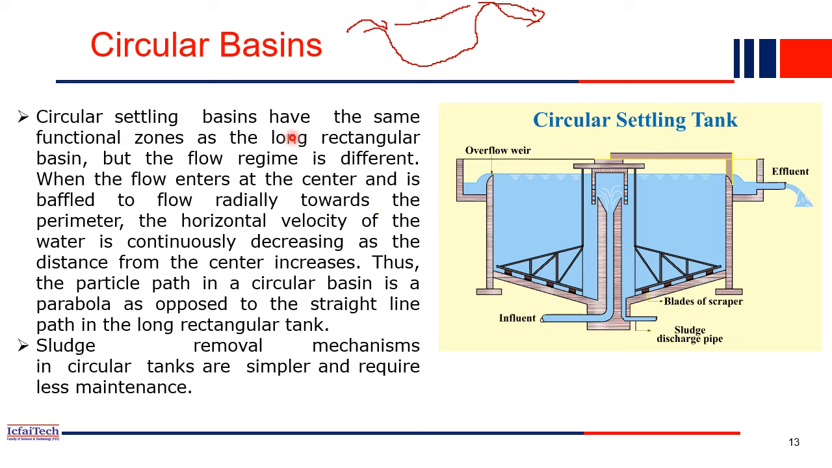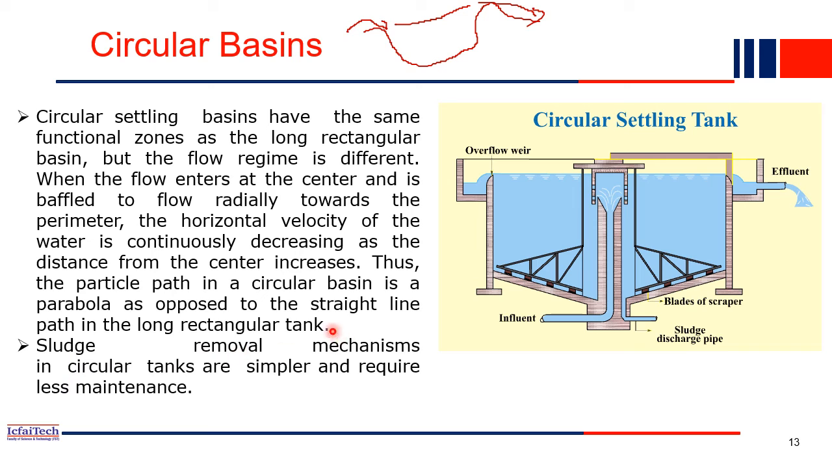So the circular settling tank basin has the same function. The function is the same, the process is the same as the long rectangular basin, but the flow regime is different. The flow regime means, in the long rectangular channel the velocity is the same, right? The water velocity is the same across the section, whereas in the circular tank the water velocity is not the same. Near this zone the water velocity will be high, but when the water gradually passes through the periphery, the velocity will gradually reduce. So that is the only difference between the circular and the rectangular chamber.